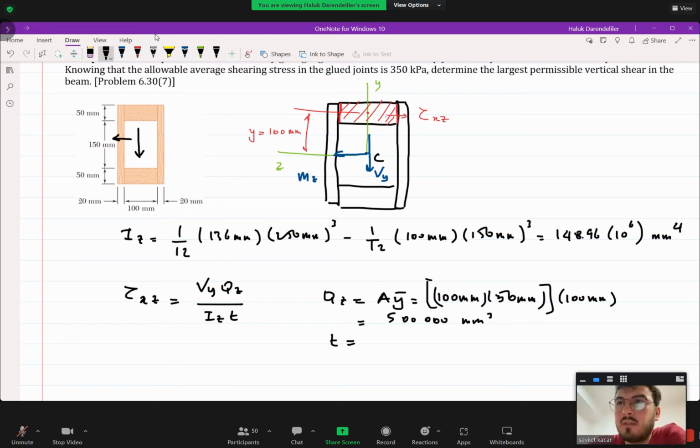$50. Yes, T in this problem is 50. I mean, you mean this length, right? Clear.